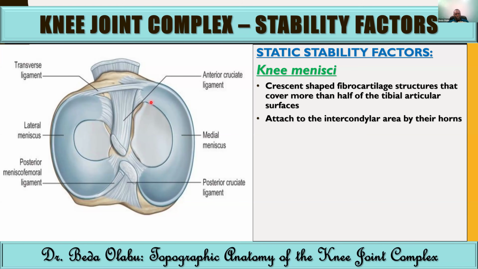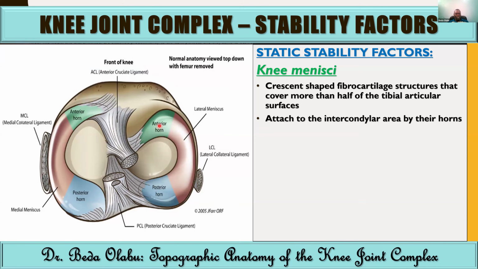Now, the menisci have horns and bodies. So this is the body, these are the horns. Each meniscus has an anterior horn and a posterior horn. The horns are attached to the intercondylar areas, as you can see in this particular image. So these are the horns which are attached to the intercondylar area.